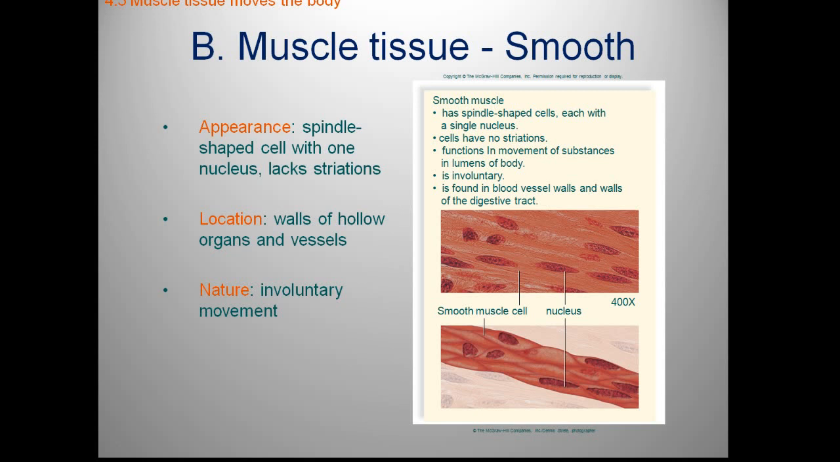We have it in our eye. It's what's going to make your pupil contract and dilate. They're also in our blood vessels, in our arteries. That's what allows our arteries to get small and to get big. Now, one big thing about smooth muscle is that it's involuntary. Do you think about how you're going to move your food through your stomach? Do you think about changing the size of your pupil? I don't think so. So smooth muscle is involuntary. It's controlled by our nervous system without us thinking about it.